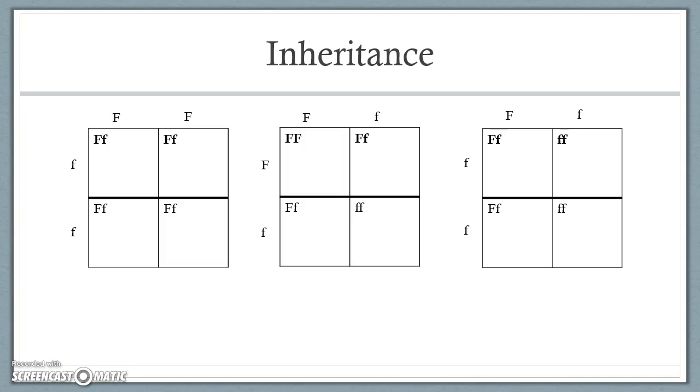In the third example, each offspring has a 50% chance of being heterozygous and a 50% chance of being homozygous recessive. So they have a 50-50 chance of having freckles or no freckles in their phenotype.